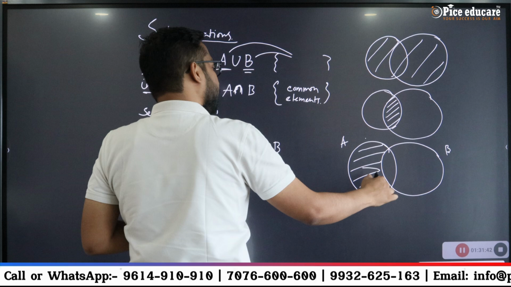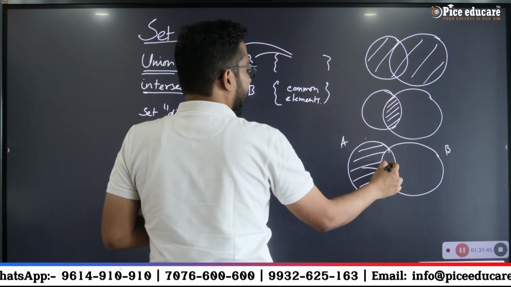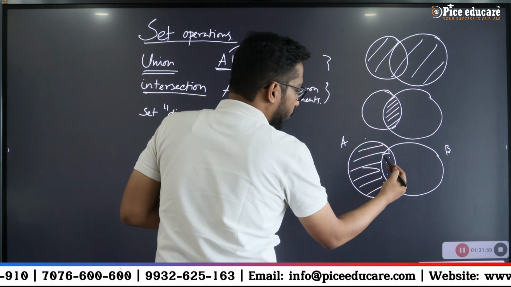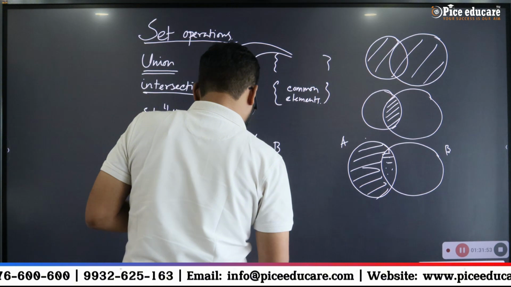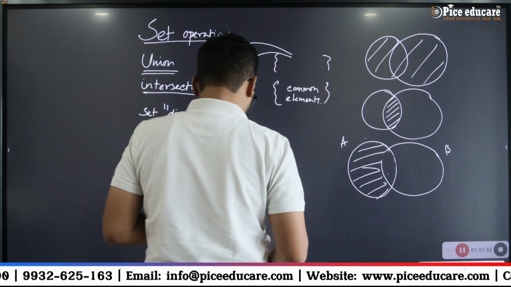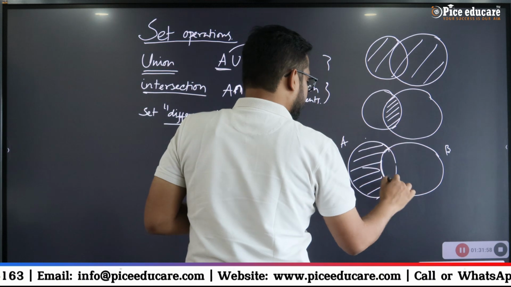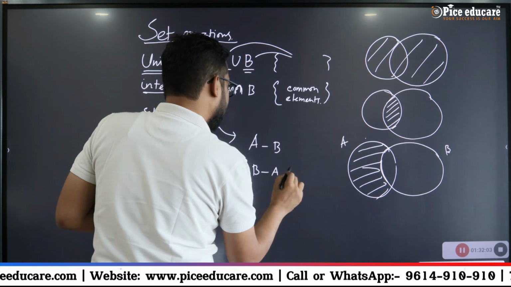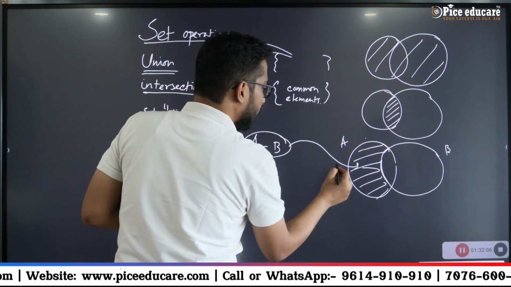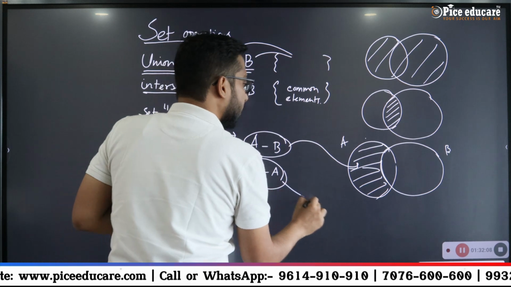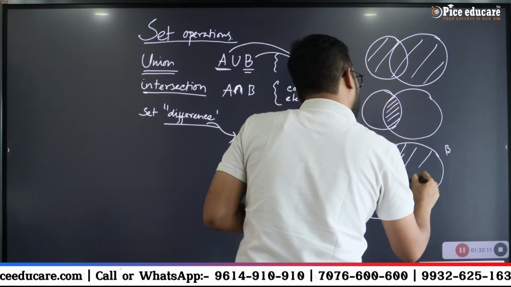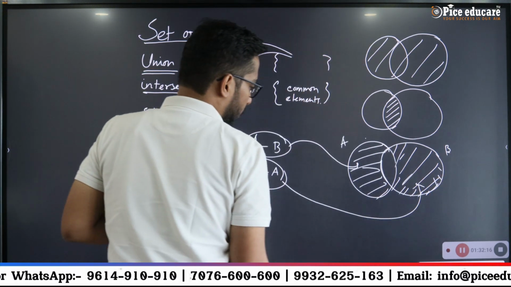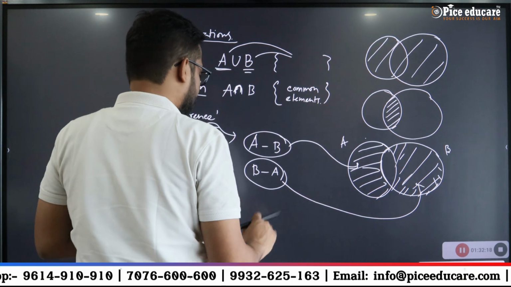So you take A, and whatever in A is an element of B, you just remove it from A. So you take only the part that is exclusively A. This is what we mean by A difference B. And if I go for B difference A, so A difference B is this region, B difference A is this region. Whatever in B is also in A, you need to leave out. Okay, so this is the whole idea.